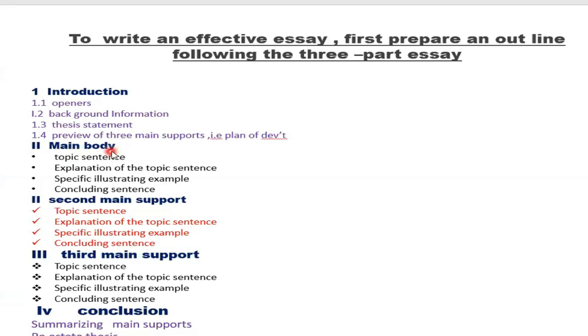The main body has how many paragraphs? Three paragraphs. Under the main body, there is a topic sentence, explanation of the topic sentence, and a specific illustrating example. Oh, this is good. Example is important. Please, when you write an essay, try to include examples. Examples are good. Okay? Thank you.